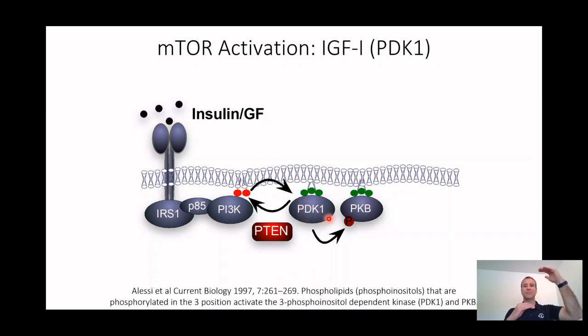And so now that's up at the membrane, because it has a PH domain and it can bind to the PIP3. Another protein that has a PH domain is this protein called PKB or AKT. Most people call it AKT.